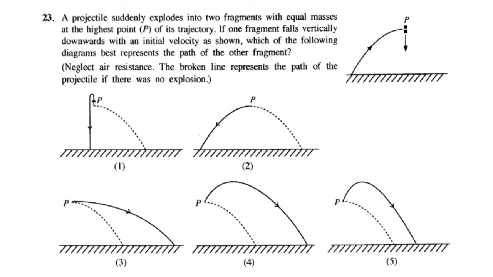One mass falls straight downward. When you compare the horizontal distances, the distance to the second mass on the ground should be equal to that of the first mass from the point where the projectile would fall if there was no explosion. So the answer would be 4.